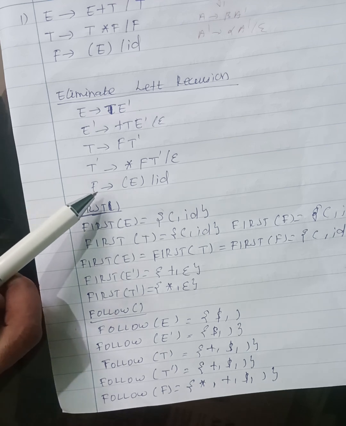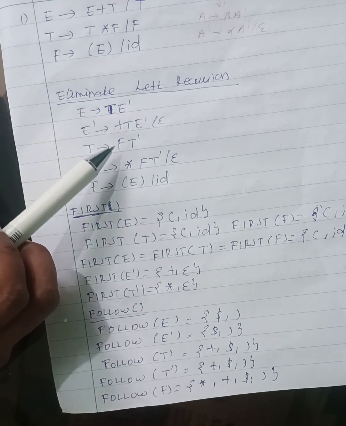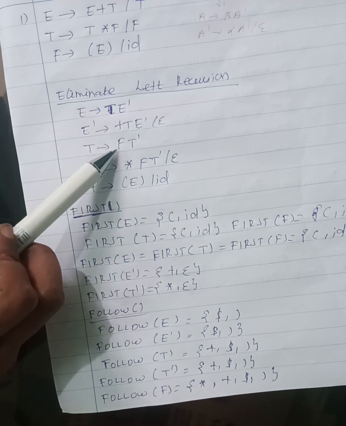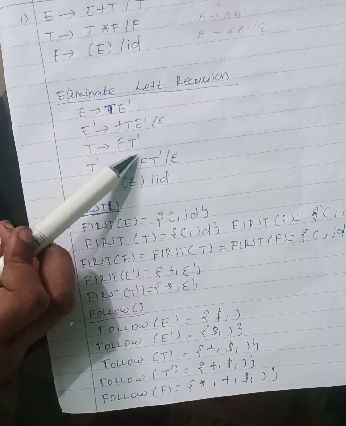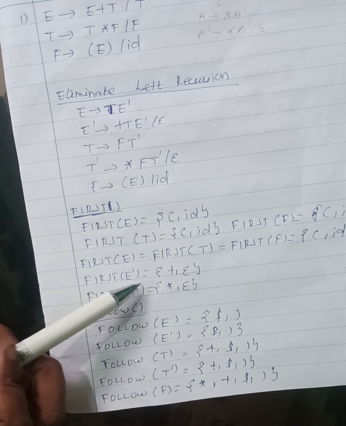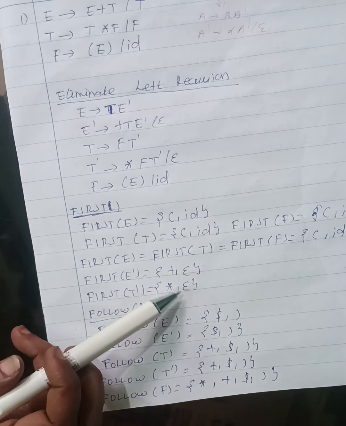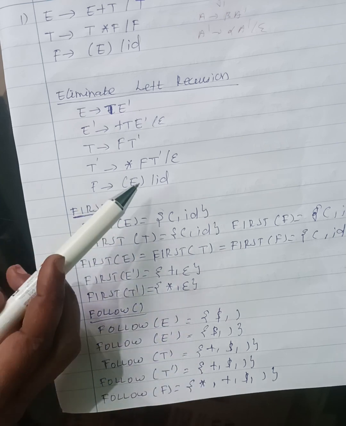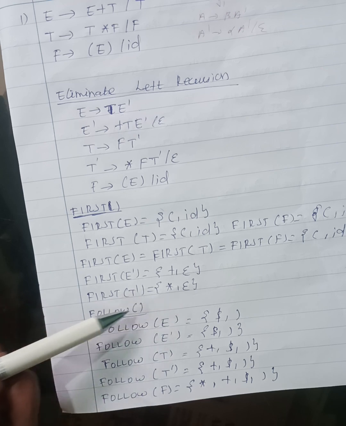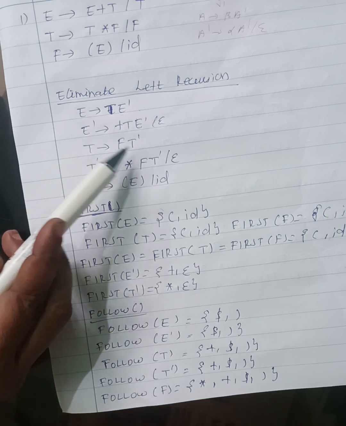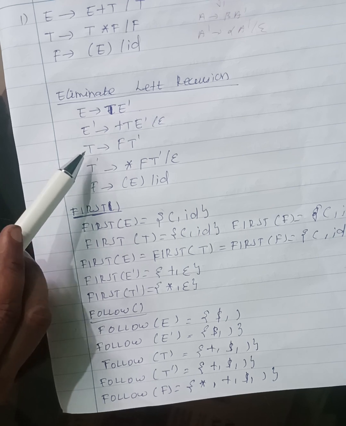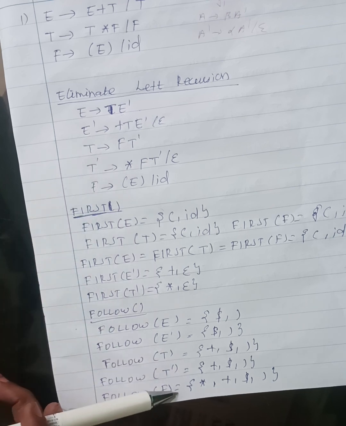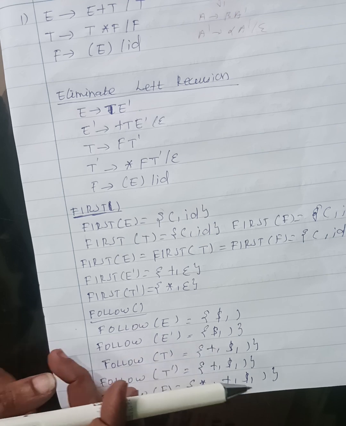Now we are moving to follow of F. So follow of F, where we have F on the right hand side, in these two rules we have F on the right hand side. So this is in the format of αBβ. Beta is T'. So first of T'. First of T' is star. I have included star, but epsilon is there. So don't write epsilon in follow. If epsilon is present in first of T', then we have to include follow of A in follow of B. Here follow of A is nothing but follow of T. So write follow of T in follow of F. So follow of T is plus, dollar, close parenthesis.